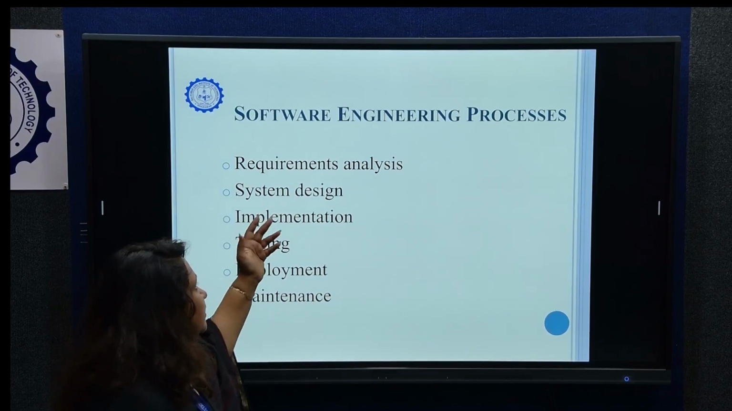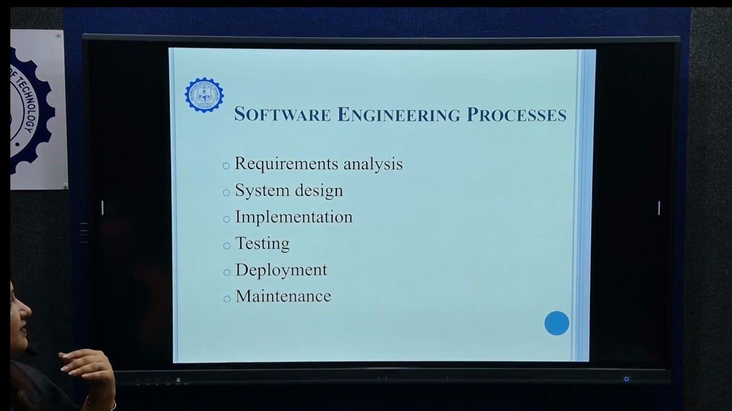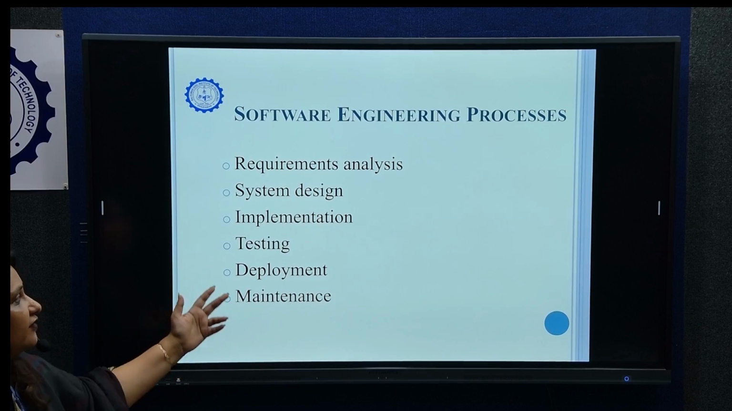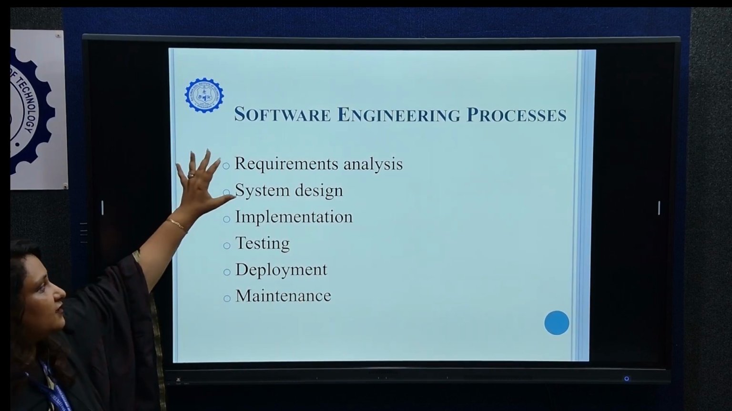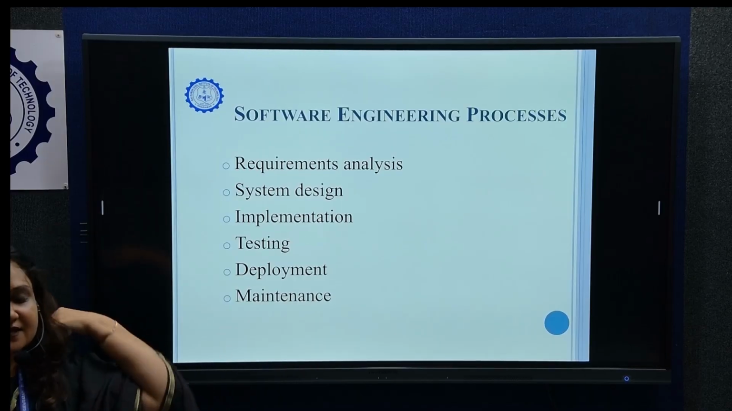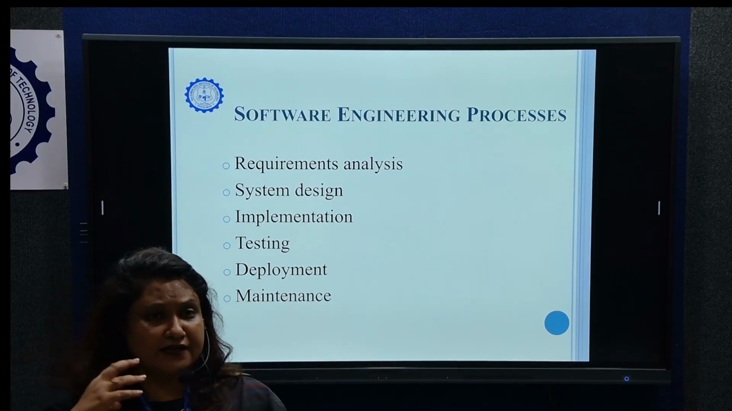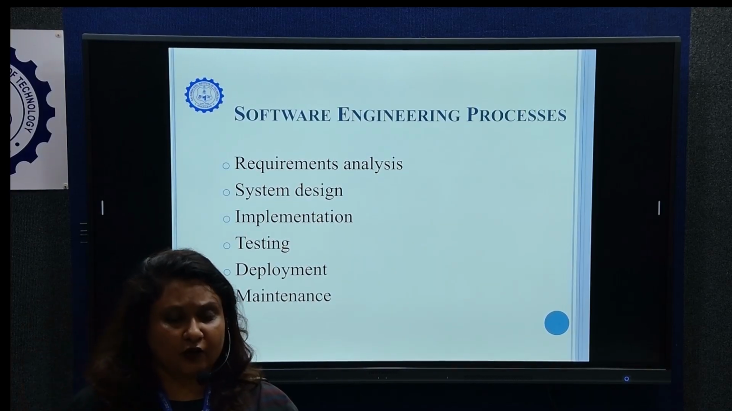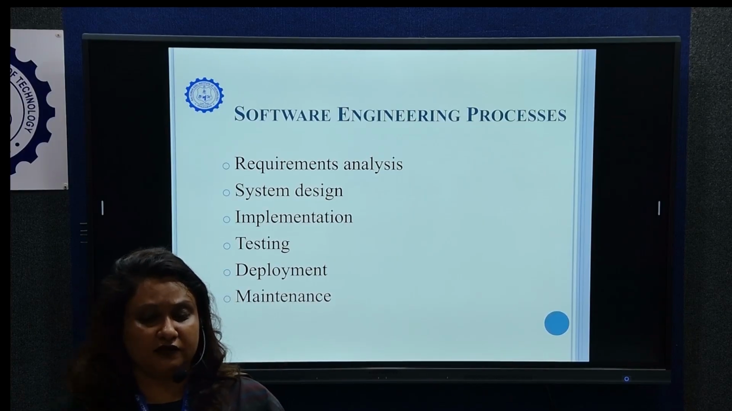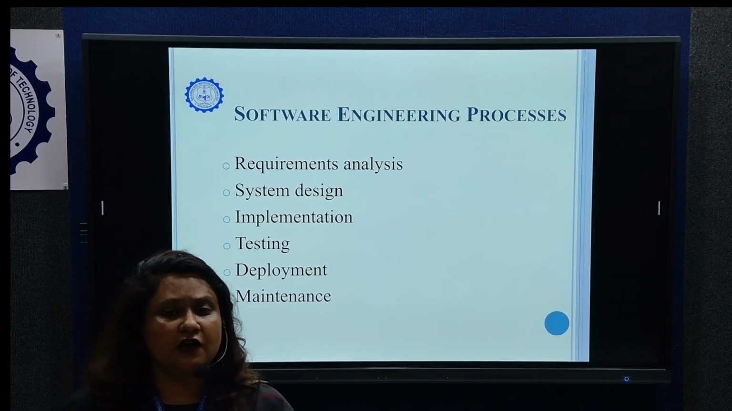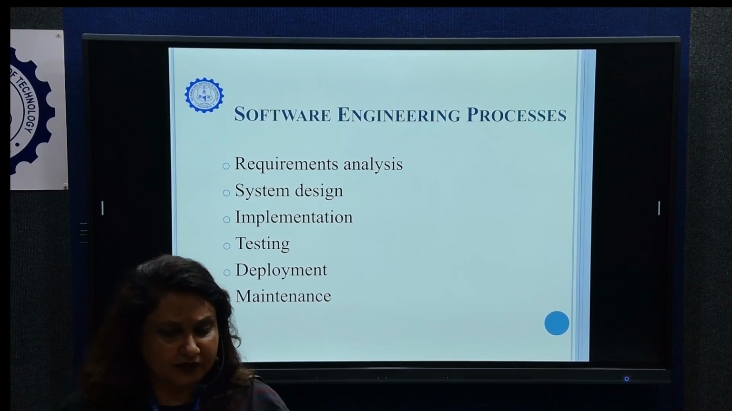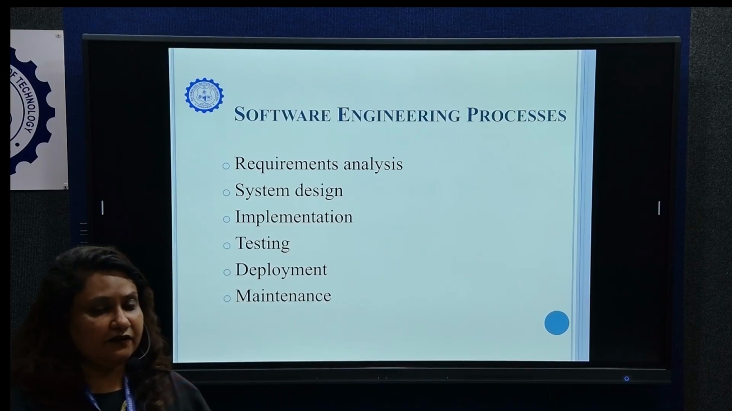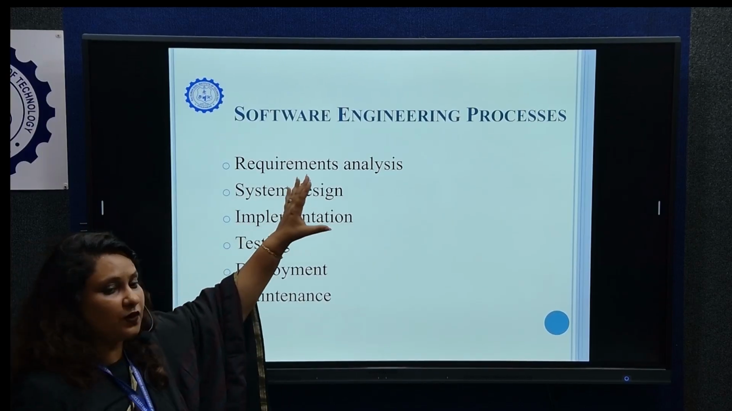Next, we are going to start with the software engineering processes. These are the various processes involved during the development of any software product. First one is requirement analysis. Requirement analysis is the gathering and analysis of the needs of the customers or stakeholders. We gather the data from the market and other places, and then we analyze the data according to our needs.